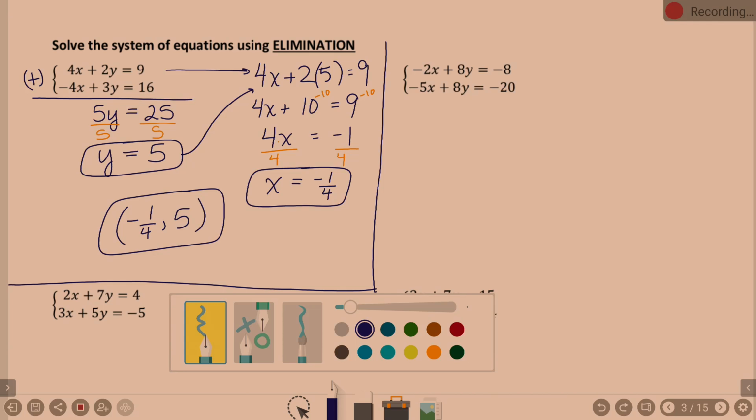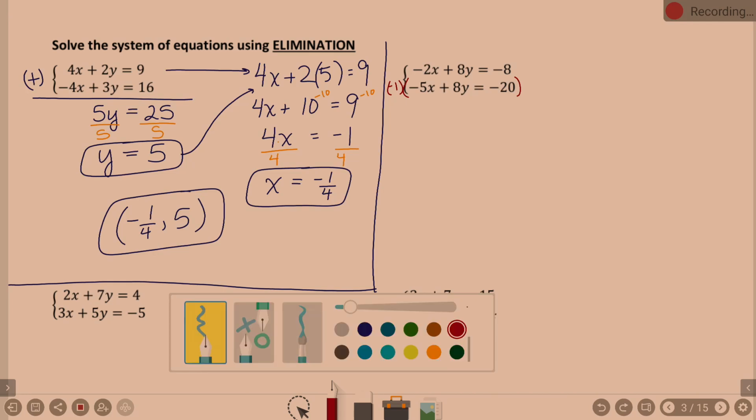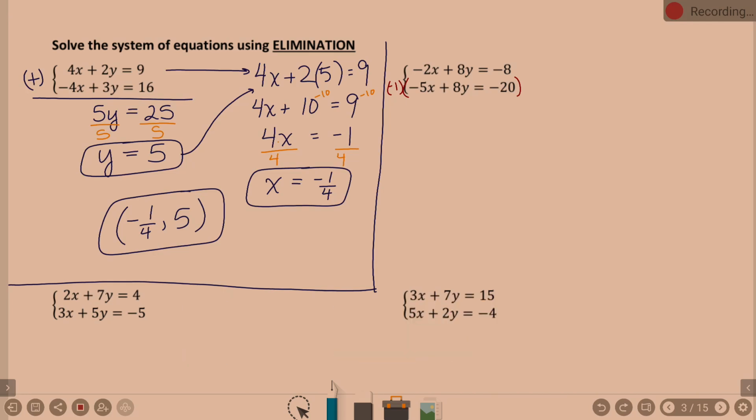What I think works a little bit better is if we pick one of them, doesn't matter which. I tend to go for the bottom one and multiply by negative 1. If we do it this way, the top one I'm just going to rewrite: negative 2x plus 8y equals negative 8.